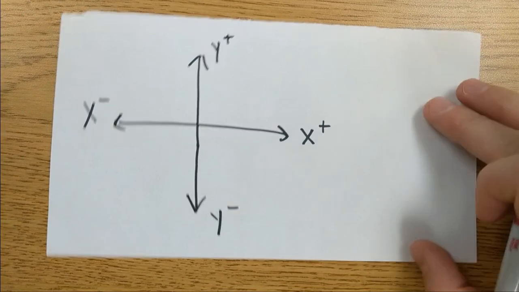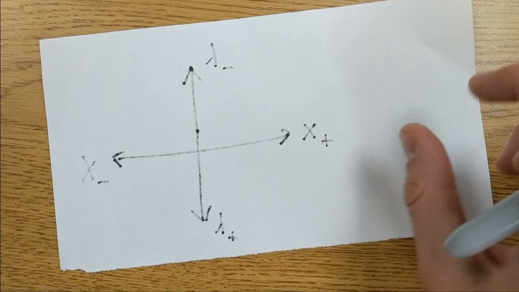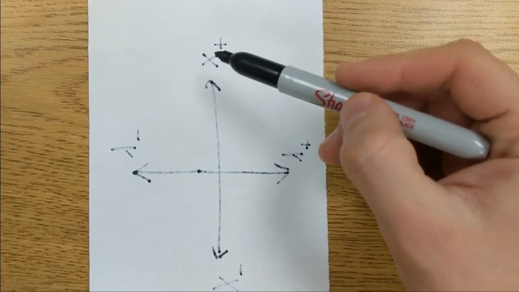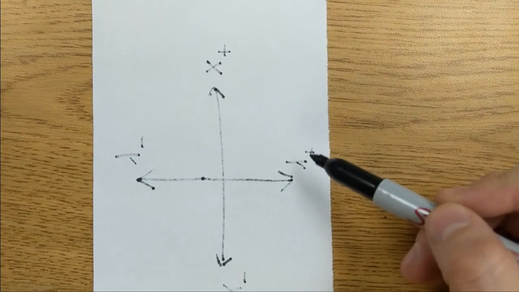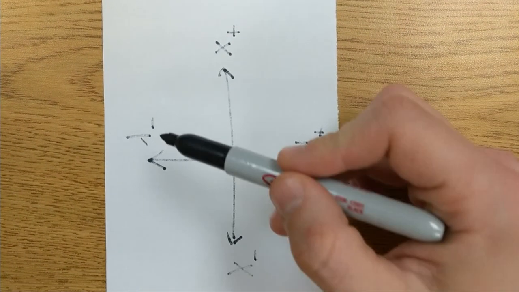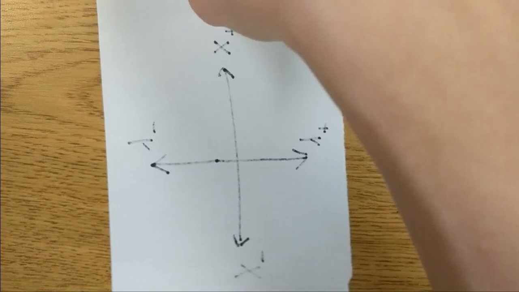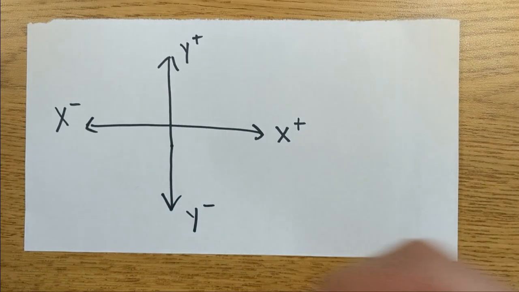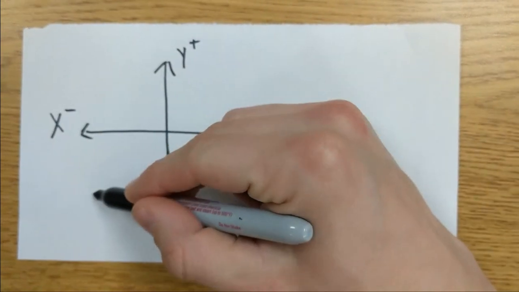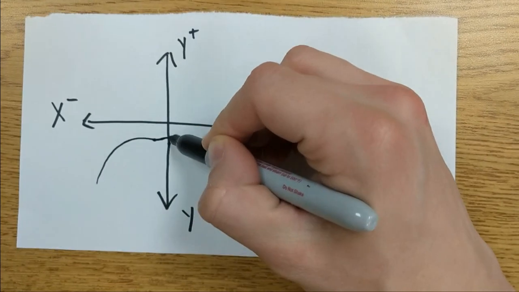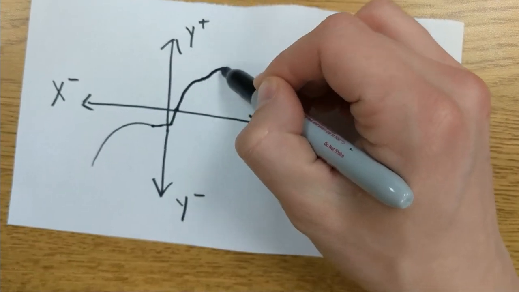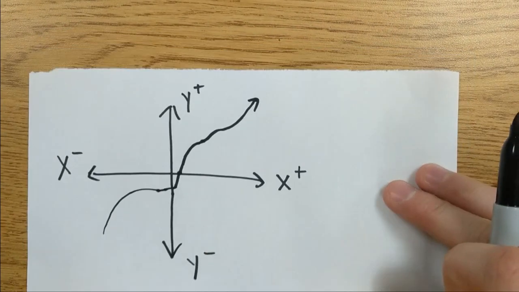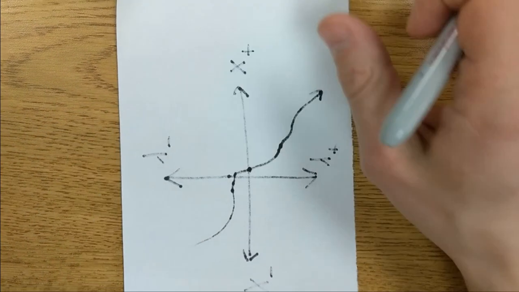So here's what I'm going to do. I'm going to flip my paper over and then rotate it. We can see, because I've done this in Sharpie, that x plus and y plus have switched, and x minus and y minus have switched. And that means that whatever function I decide to draw into this thing, let's do something weird like this, because I want it to have an inverse function. The inverse of that looks like that.